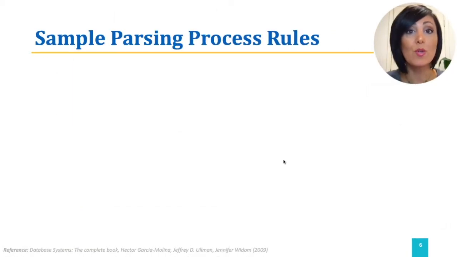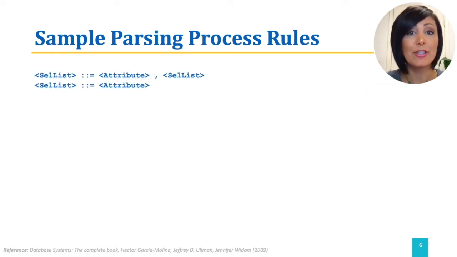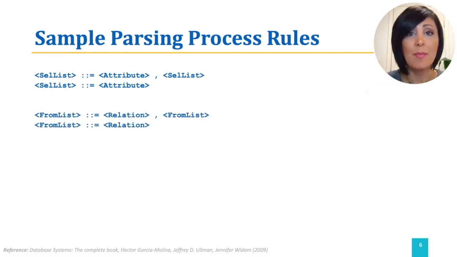Example parsing rules for select list could be: select list can be expressed as attribute, comma, and the select list, or select list can also be expressed as attribute. From list can be expressed as a relation, comma, and a from list, or from list can be expressed as a relation. Note that the repeated syntactic category on the right side of the expression is used for deriving the repeated elements of the same syntactic category through recursive application.